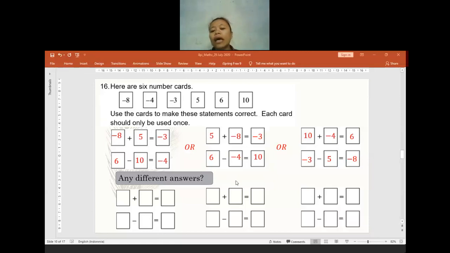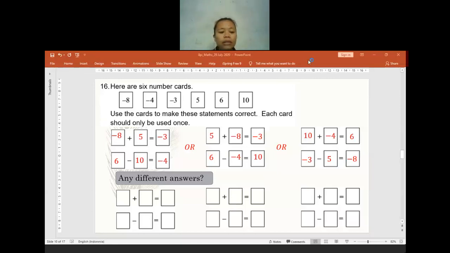If you have any different calculation that is not the same as mine, you can type it and then we can discuss it together. Negative 4 plus 6 is equal to 4 plus negative 4. Okay. Oh yeah, there is another possibility: -3 minus -8 will be equal to 5. Yeah, that is correct. Thank you, Kalista.